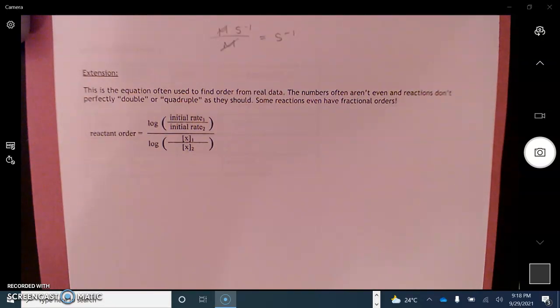Just for kicks, because I think it's awesome for you guys to see where this comes from and to link what you do in chemistry to math, I am going to work through the proof of this with you. If you're not interested in logs and you don't want an extension, please feel free to fast forward the video.